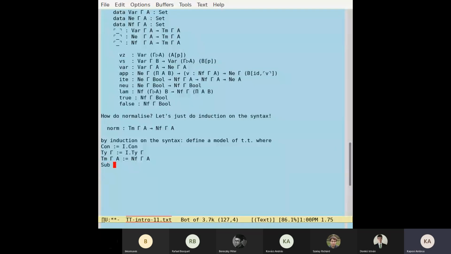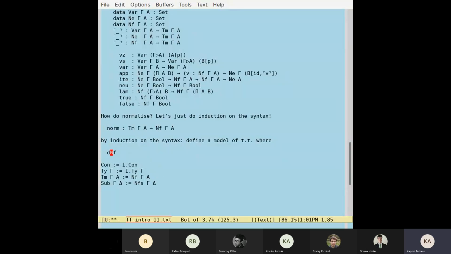Why? Let's also look at substitutions. A logical thing to say is that substitutions are lists of terms, right? And now terms are normal forms. So maybe what we should have is that they should be lists of normal forms. Okay, so NFs, and the NFs is easy to define.